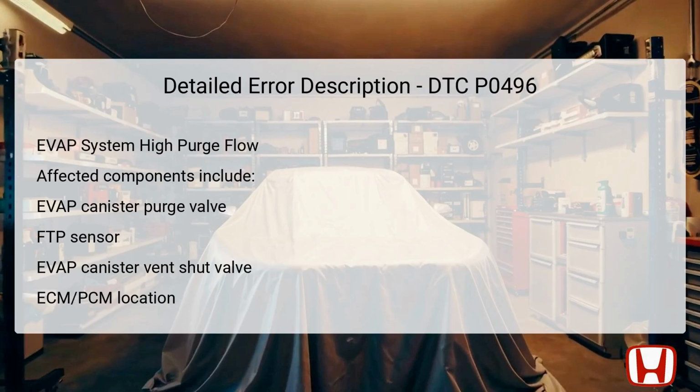The P0496 code indicates a high purge flow in the EVAP system, which is integral to controlling emissions. Key components involved in this error include the EVAP canister purge valve, responsible for allowing fuel vapors to be drawn into the engine for combustion. The fuel tank pressure, FTP, sensor monitors the pressure within the fuel tank to ensure optimal vapor management. The EVAP canister vent shut valve allows or restricts airflow to the canister. All these components work in harmony, situated under the vehicle, near the fuel tank, and in the engine bay.